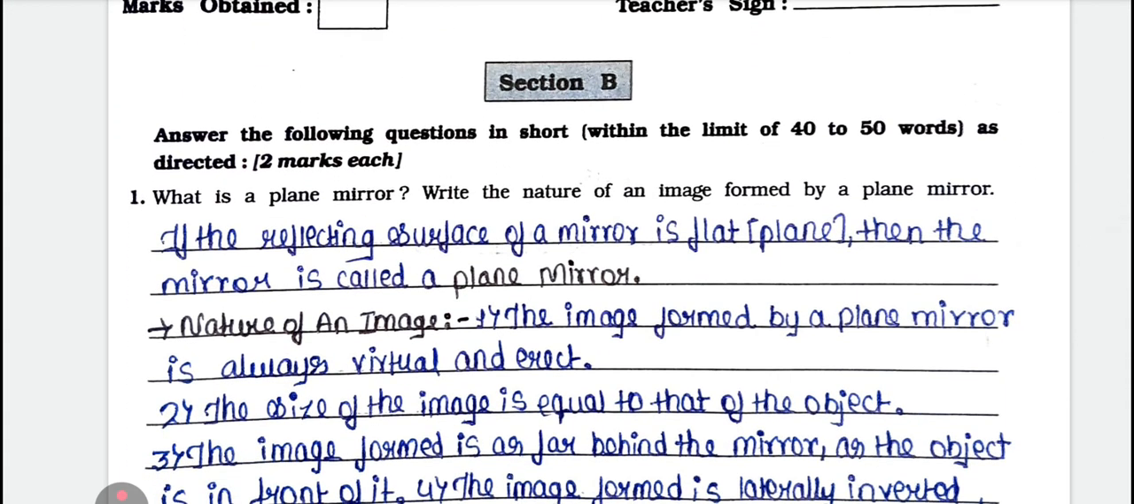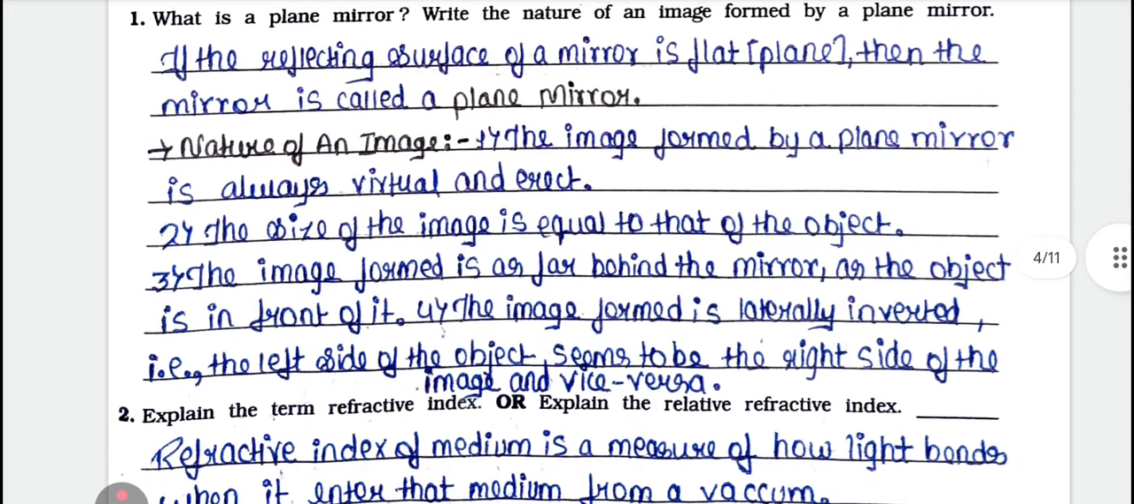Section B, answer the following questions in short. The first question is, what is a plane mirror? Write the nature of an image formed by a plane mirror. So the answer will be: if the reflecting surface of a mirror is flat, then the mirror is called a plane mirror.